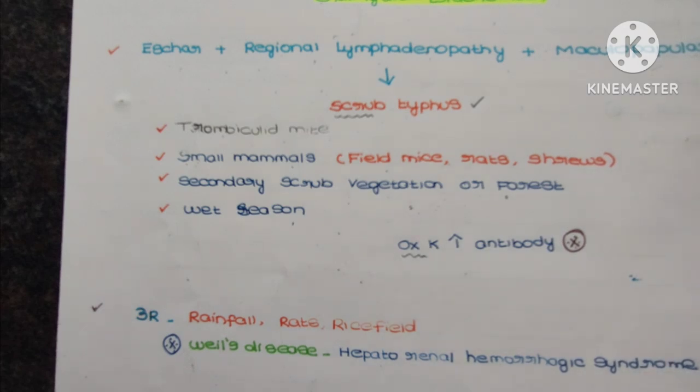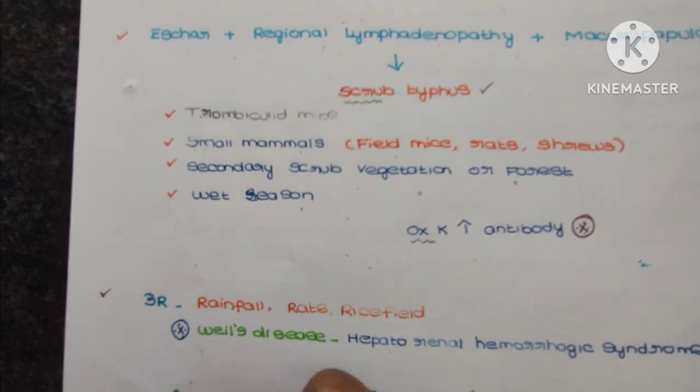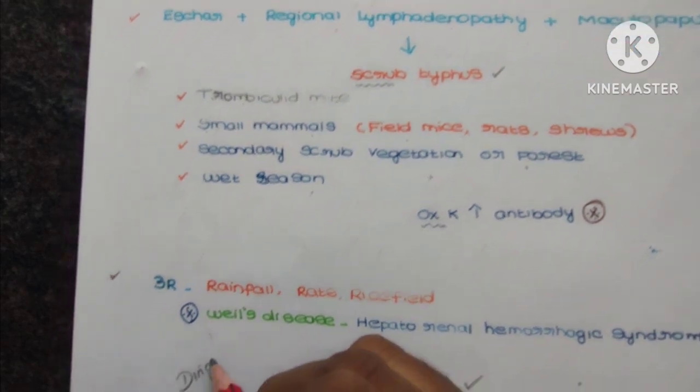You want to remember another point, that is Dinger's ring, which will be seen in the Ellinghausen-McCullough medium, that is the EMJH medium. You will be finding a Dinger's ring.